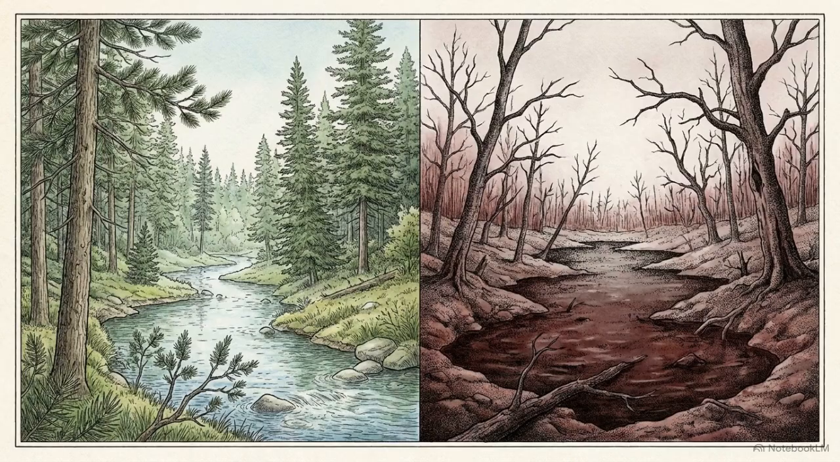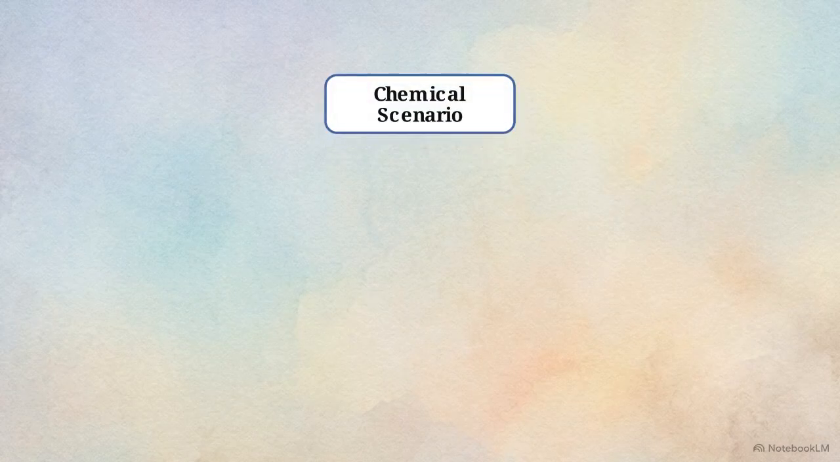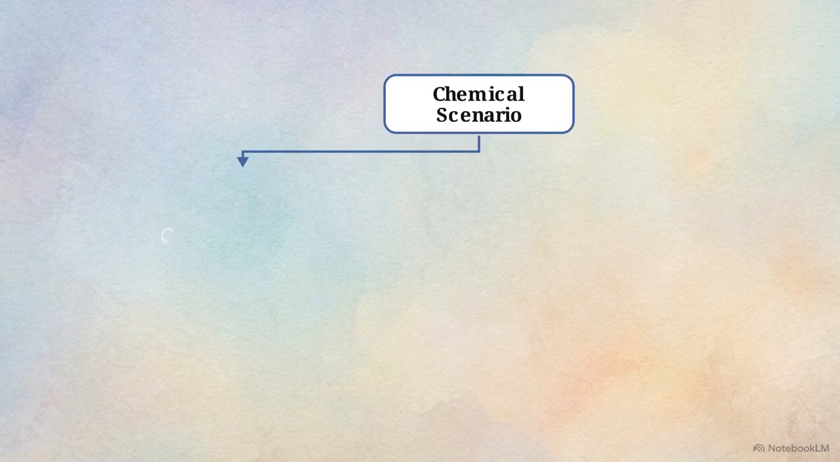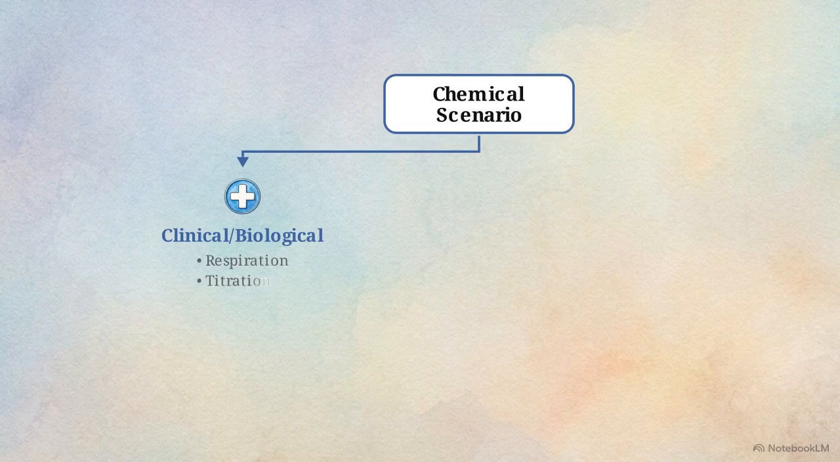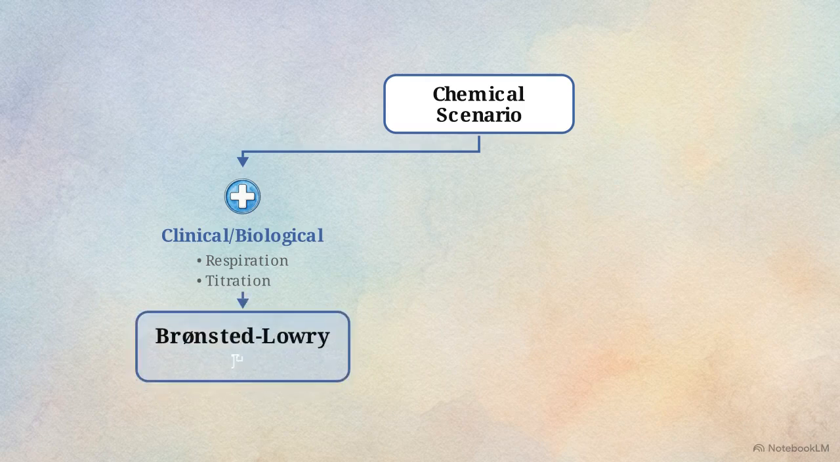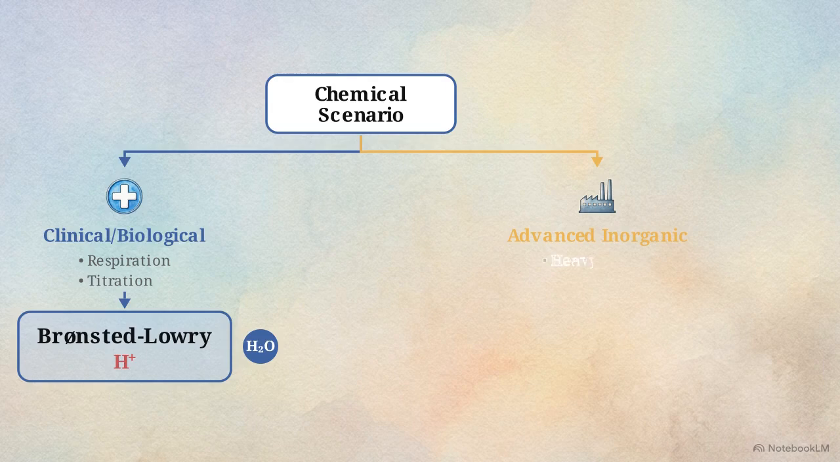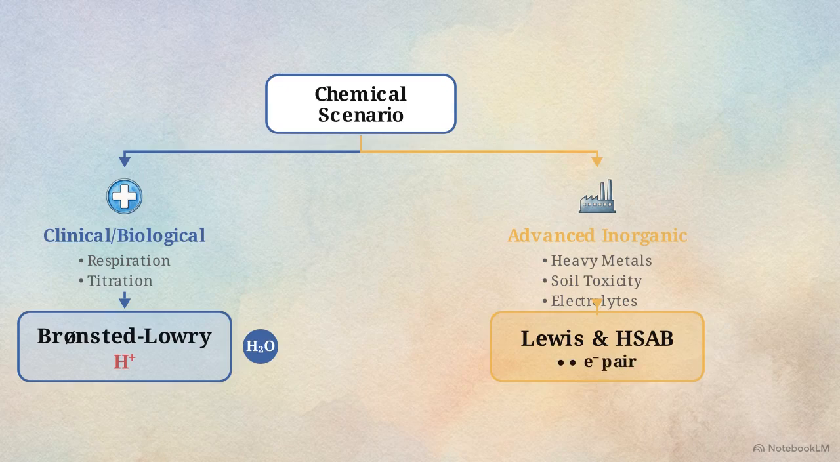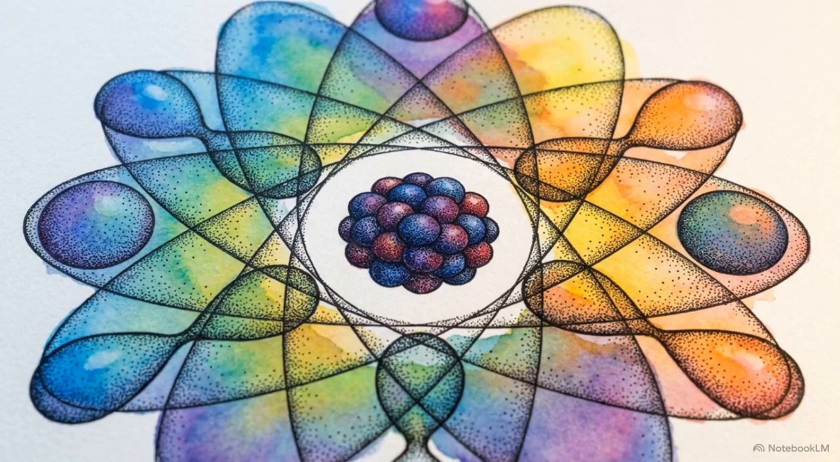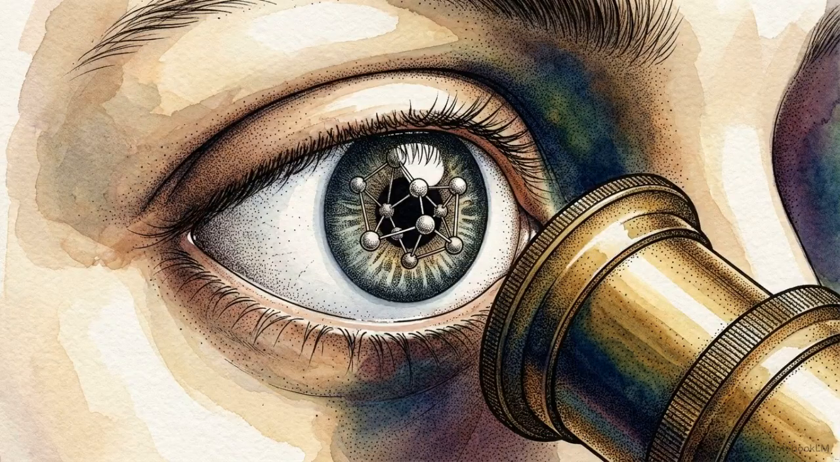Choosing the right chemical model comes down to a clear decision matrix based on your specific scenario. If you operate in a clinical environment, monitoring patient respiration or performing routine lab titrations, your path is direct. Stick to the Brønsted-Lowry model. Its simplicity and speed make it the optimal tool for calculating water-based proton transfers. If your work involves advanced inorganic chemistry, tracking heavy metal pollution, analyzing soil toxicity, or engineering battery electrolytes, your requirements shift. You need to utilize the Lewis and HSAB frameworks. The right scientific model is the one that allows you to accurately predict your specific outcome.